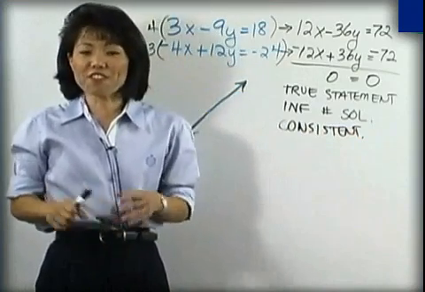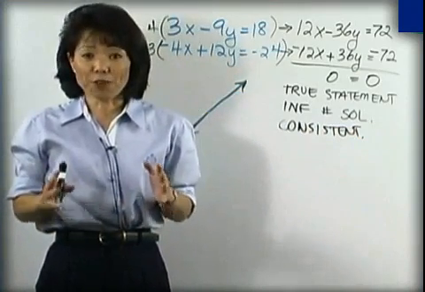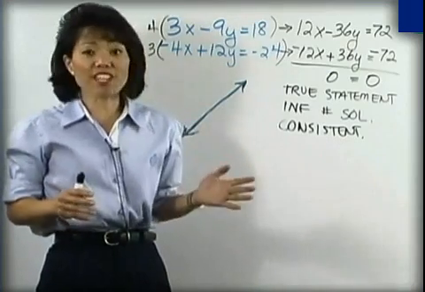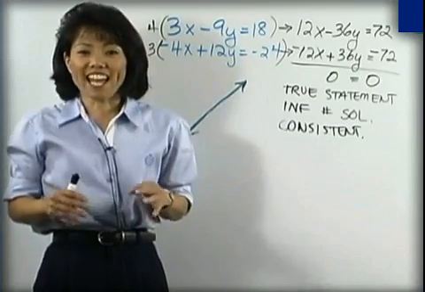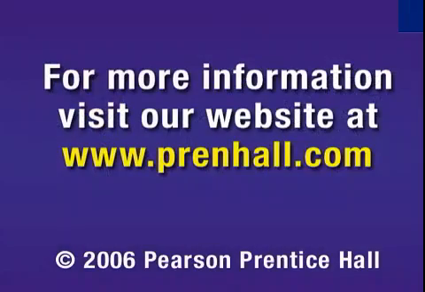I hope you recognize that there are 3 possibilities when you're solving these systems of equations. 1, an ordered pair, meaning the system is consistent. 2, you get a false statement and there's no solution. And 3, a true statement means there's an infinite number of solutions.